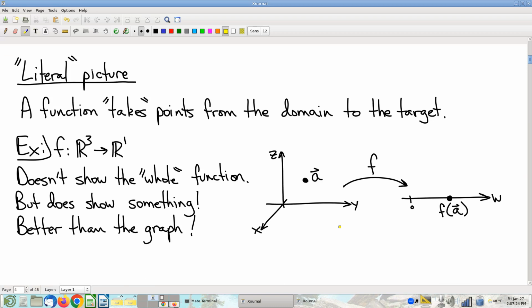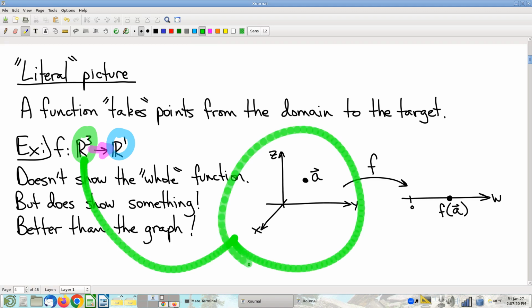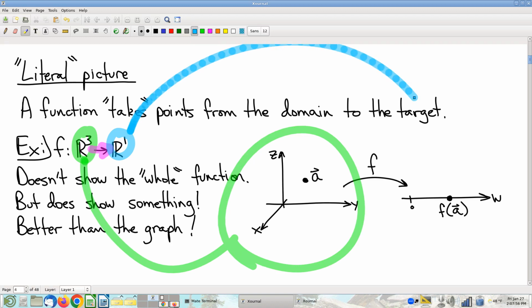Here's the first next way to represent a function. This is what I like to call the literal picture of a function. I have not ever seen this in a book with a name attached to it, but these kinds of pictures get drawn all the time. I call it the literal interpretation because when you have a function from, let's say, R3 to R1, what I've drawn here is literally a picture of R3, best I can do, and then here is literally a picture of R1.